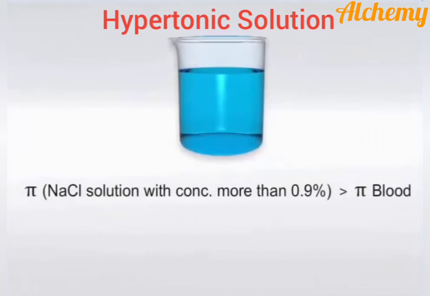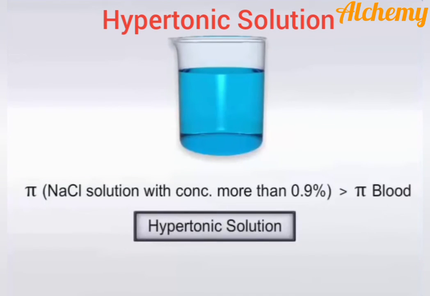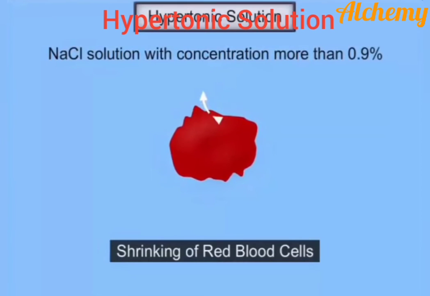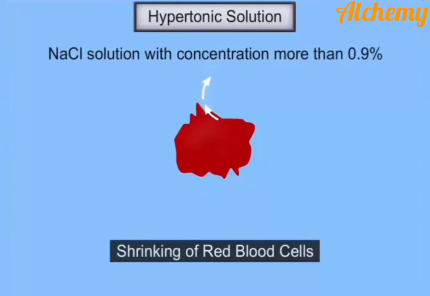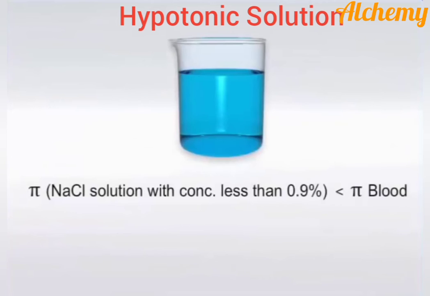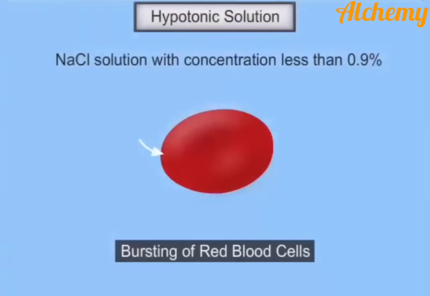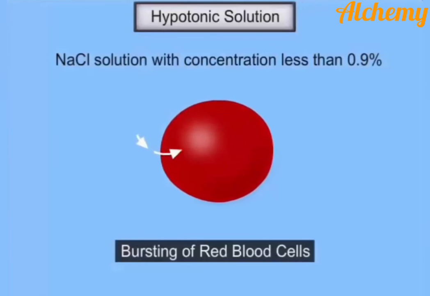A pure sodium chloride solution with a concentration more than 0.9% is said to be hypertonic solution. It has an osmotic pressure more than that of blood, and the red blood cells will shrink when placed in such a solution. On the other hand, pure sodium chloride solution with a concentration less than 0.9% is said to be hypotonic solution. These solutions have an osmotic pressure less than that of blood. The red blood cells will swell or even burst when placed in such a solution.